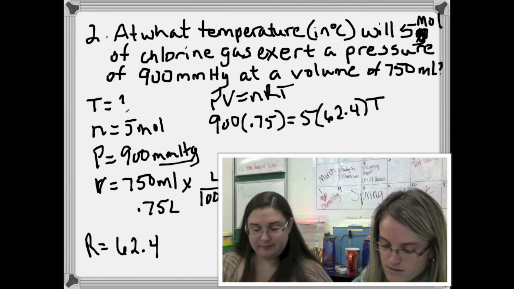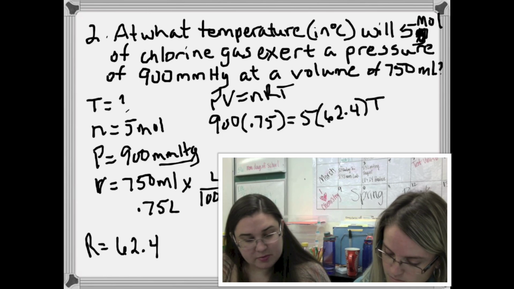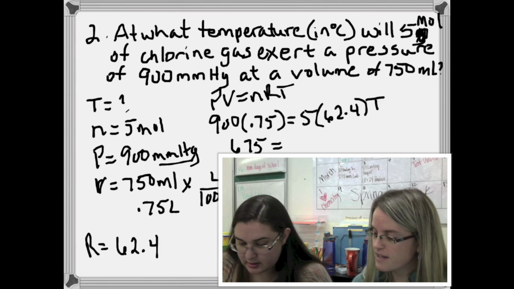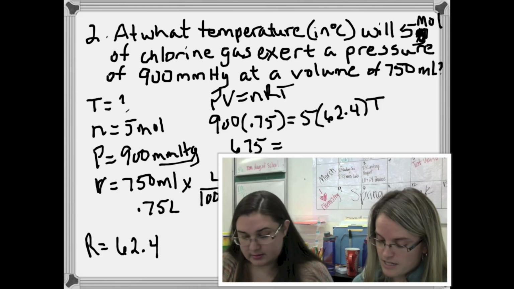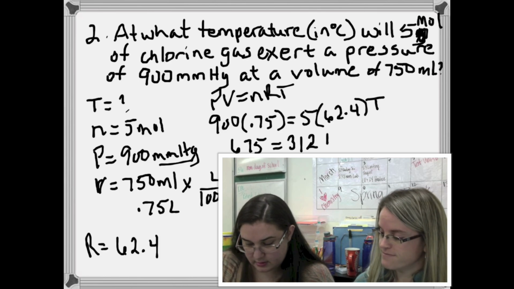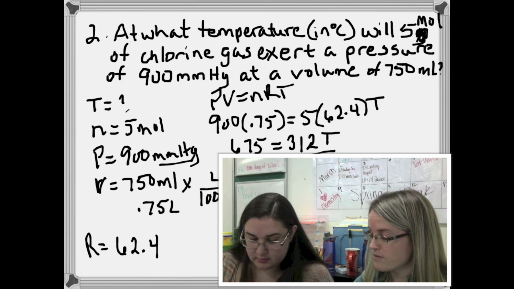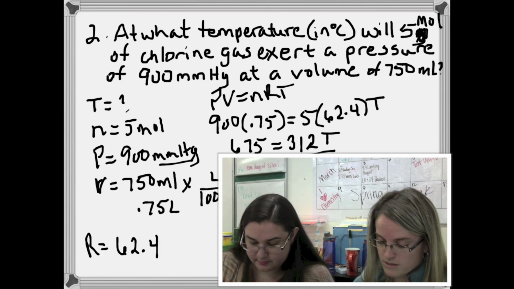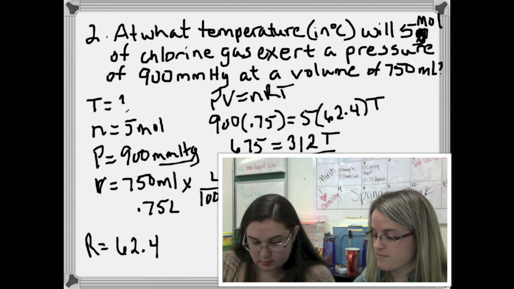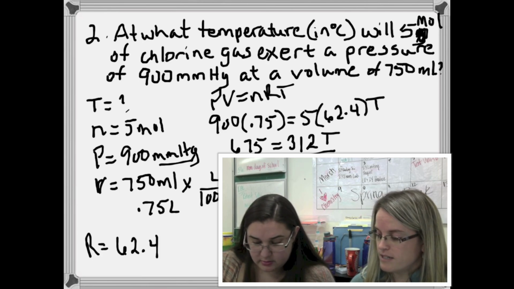First we want to simplify each side, so we're going to multiply the 900 on the left side times 0.75. All right, and I got 675. And on the other side I'm going to do 5 times 62.4, which would be 312 T. I want to get T by itself, so if I'm multiplying by 312, I've got to divide by 312. So 675 divided by 312, and I get 2.16. That sounds cold, but that's in Kelvin.